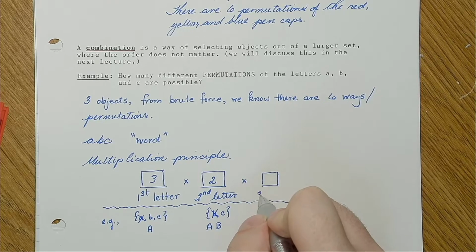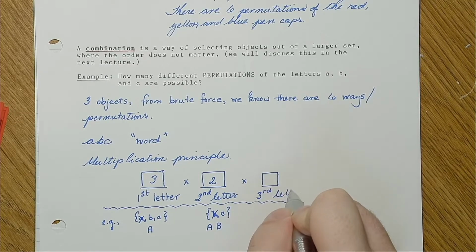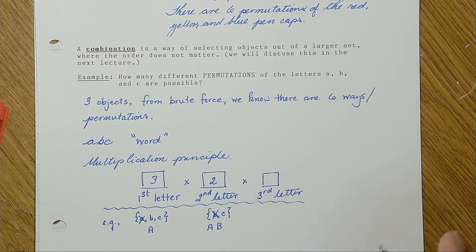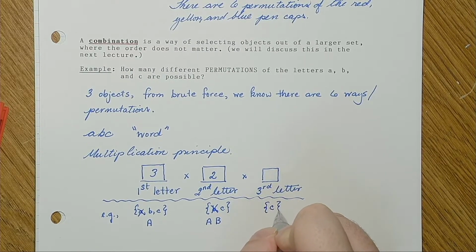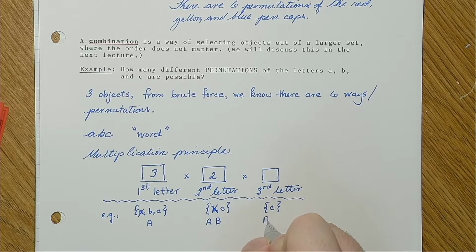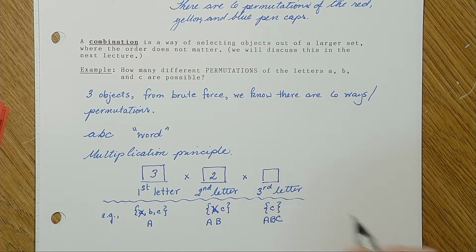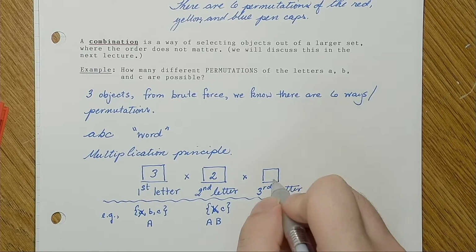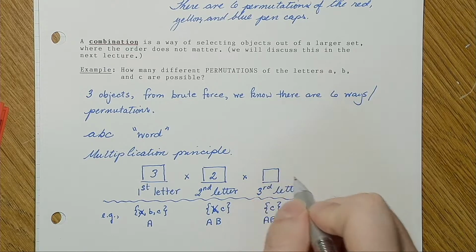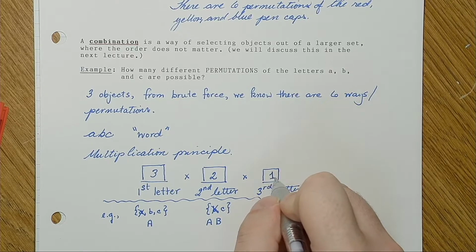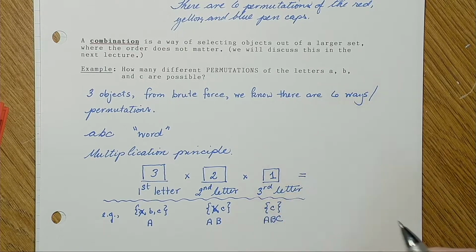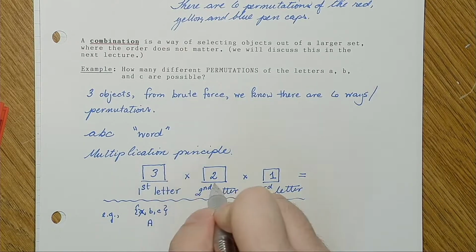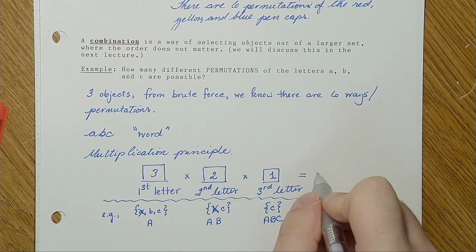And then on the third letter, how many choices do we have left? Well, there's only going to be one letter remaining to choose from. So the number of choices on the third letter is 1. So what does that equal? 3 times 2 is 6, times 1 is 6.